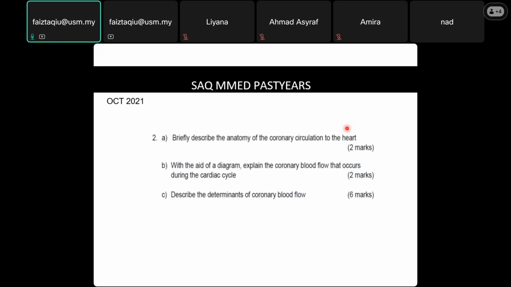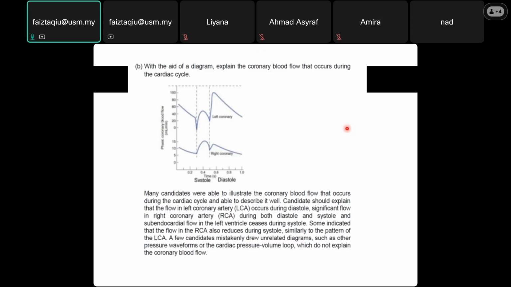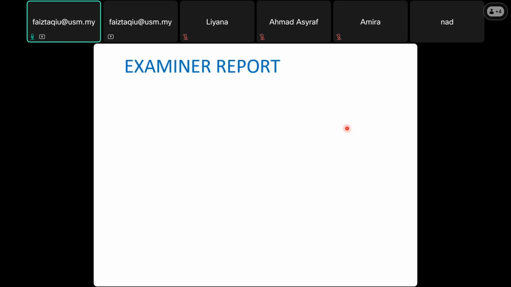Do note that the question asks for coronary circulation rather than just the arterial supply. That means you have to state both. So you need to read the question properly. Sometimes they ask about coronary artery supply or coronary blood supply only. But when they ask about coronary circulation, you know that circulation includes both supply and drainage.